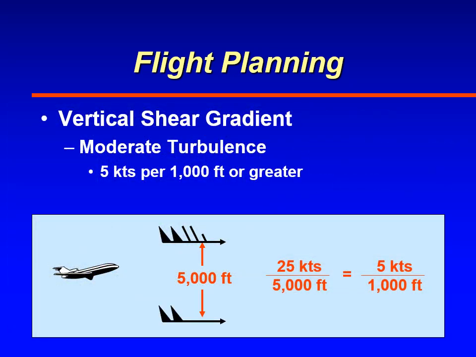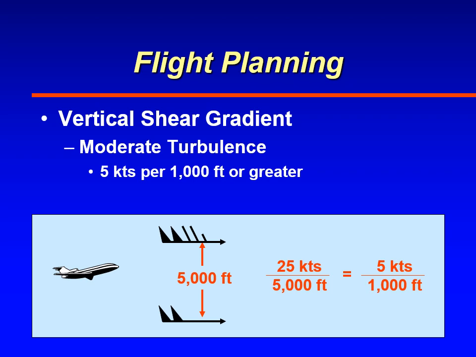Another number that you should know is the vertical shear gradient. If the wind changes by more than 5 knots per 1,000 feet as you climb through the atmosphere, you can expect moderate turbulence. And what that means is, if you look at the example here, the lower level winds are 100 knots, the upper level winds are 125. If the difference in altitude is 5,000 feet, well then the difference, 25 divided by 5,000, gives you 5 knots per 1,000 feet. And you can start to expect moderate turbulence when you see a shear that is similar to this.